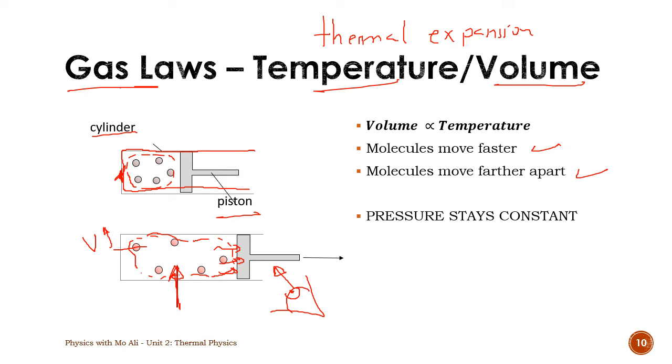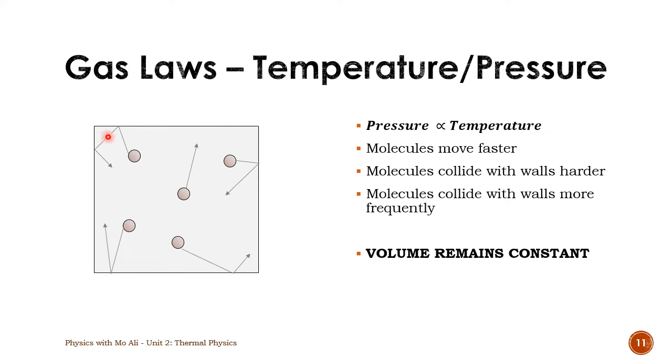However, please note that during thermal expansion, even though we're heating the gas, the pressure stays constant. The pressure does not change, and that's because the space between the molecules increased. You allowed the molecules to move farther apart. Sure, they're moving faster, but they're not really hitting the walls any harder or more frequently because you allowed them to move farther apart. Okay, that was thermal expansion, but what if we do not allow the gas to expand? What if you trap the gas in a fixed container, as in you keep the volume constant?